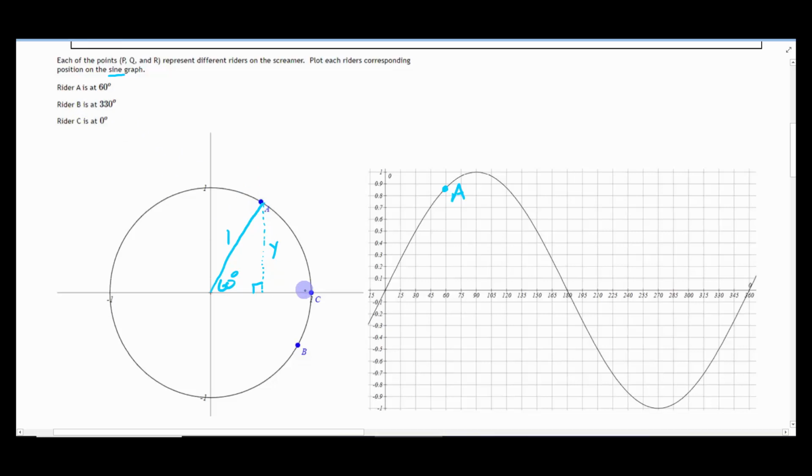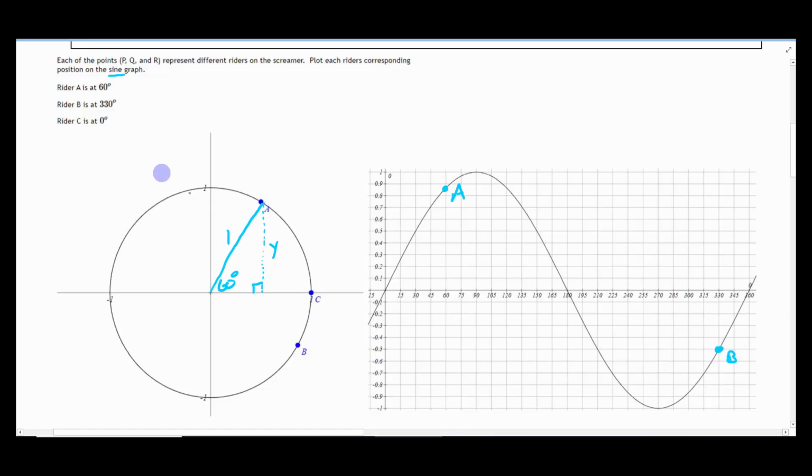Rider B is at 330 degrees, right? So going around the long way, that's 330 degrees. So rider B is currently below ground. So I'm going to go over here. I'm going to find rider B's corresponding position on the sine wave. So we're going to go to 330, and then we go down to the position on the curve, which is located right here. Right, and we can see that the height of the rider is at -1/2.